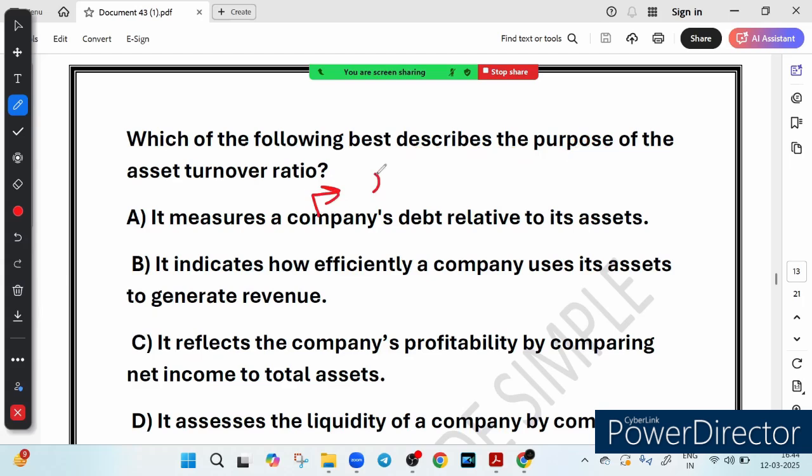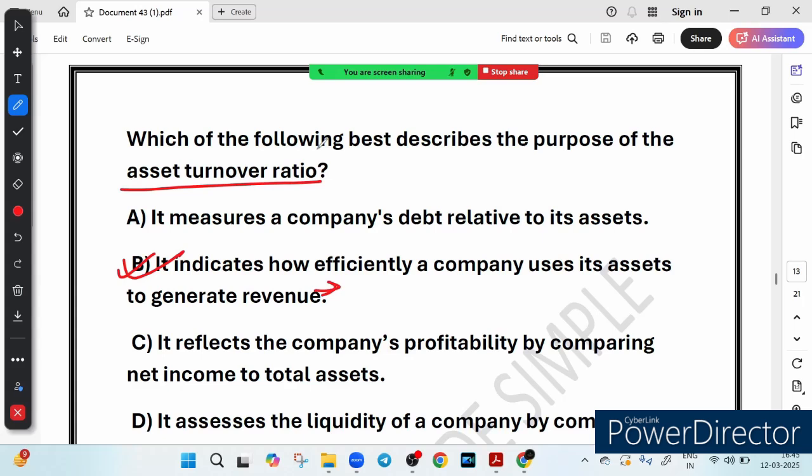For example, if a company has 1 crore in total asset and rupees 50 lakh in debt, so the debt-to-asset ratio will be 50%. So this does not measure efficiency in generating revenue. So option A is incorrect. Option B suggests it indicates how efficiently a company uses its asset to generate revenue. Yes, this is the correct answer. This is the purpose of asset turnover ratio.